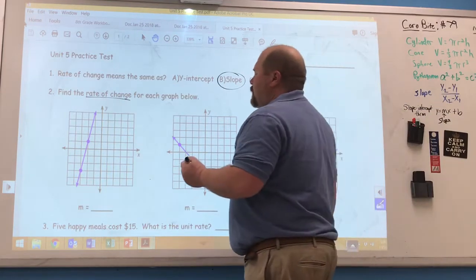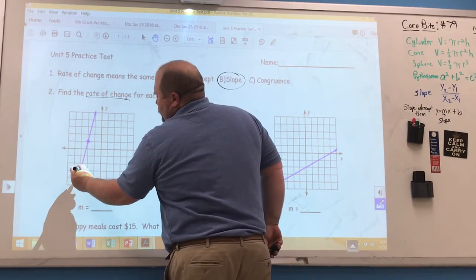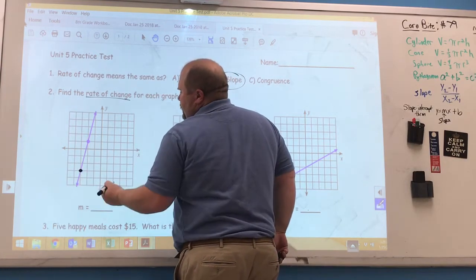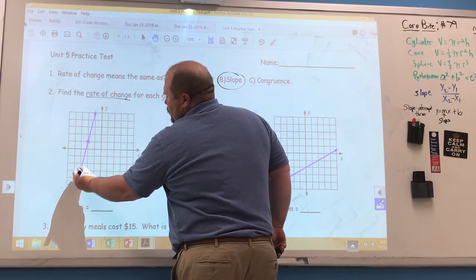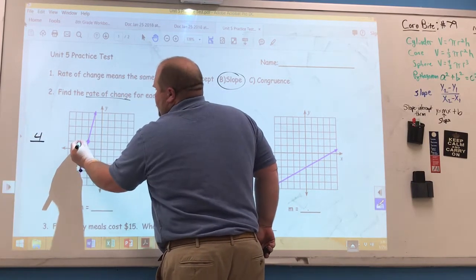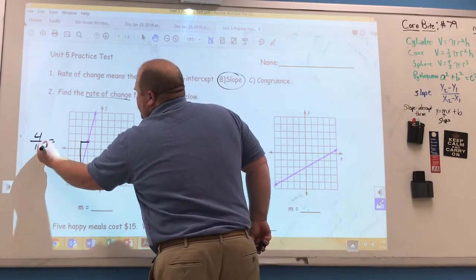So what I want you to do is start with your leftmost point. So start from your left and work your way towards the right. So this is the point that's closest to the left. And you want to ask yourself, do I go up or down to get to the other good point? In this case, it's up 4 units. 1, 2, 3, 4. So up 4 is positive. And then the run would be 1 to the right. And it's positive because it went to the right. So 4 over 1, which is 4.